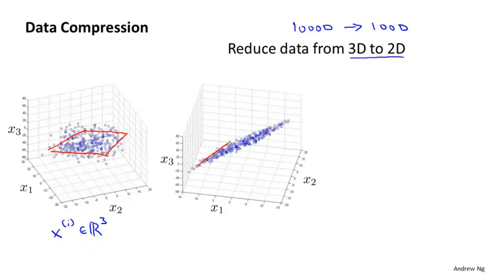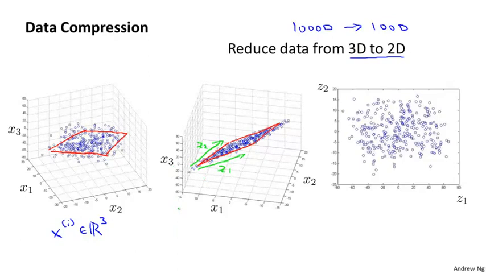So here what I've done is I've taken all the data and I've projected all of the data so that it all lies on the plane. Now finally, in order to specify the location of a point within a plane, we need two numbers, right? We need to maybe specify the location of a point along this axis and then also specify its location along that axis. So we need two numbers, maybe called z1 and z2, to specify the location of a point within a plane. And so what that means is that we can now represent each training example using two numbers that I've drawn here, z1 and z2.